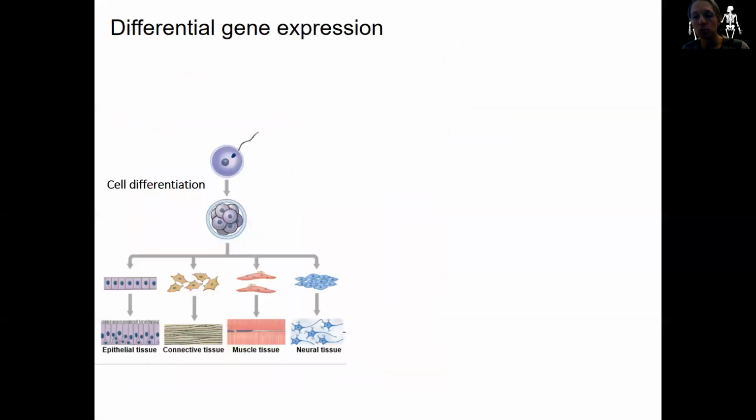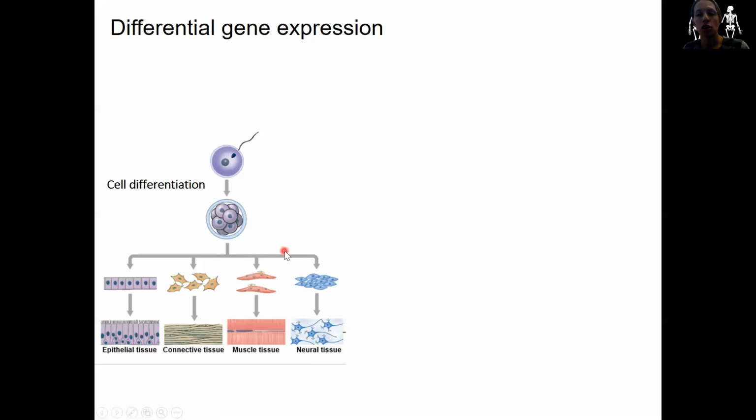One more thing to review before we jump into the bone growth. You may remember differential gene expression. I hope you do. So here is an egg being fertilized by a sperm. Those cells go through mitosis and divide, and then those cells start to specialize or differentiate to have different functions. The very simple schematic of that is they differentiate into 4 different tissue types.